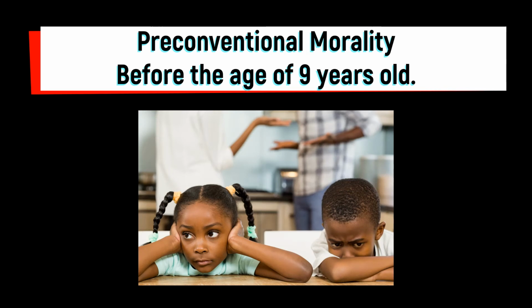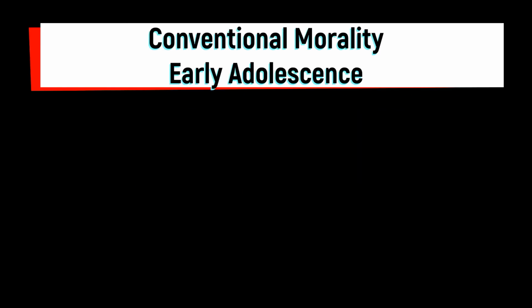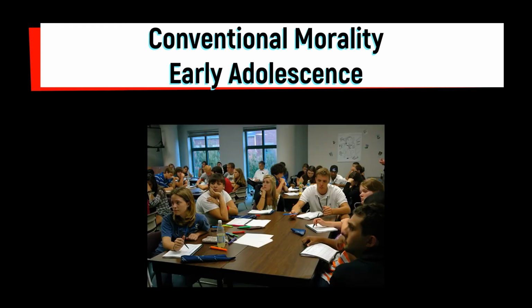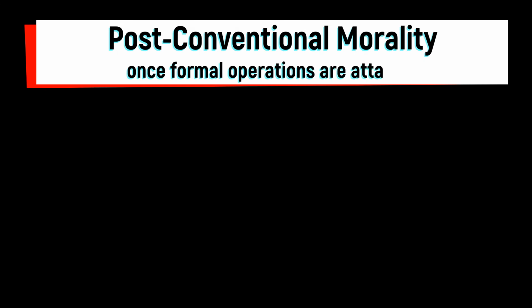At first, the child will attempt to avoid punishment, and they'll eventually create a self-interest in gaining rewards. The second stage is called conventional morality, which happens in early adolescence. In this stage, moral development is driven by positive approval on a social level. At this point, children tend to develop morality by learning to obey authority figures and conform to the social rules around them. Now, stage 3 is called post-conventional morality, once formal operations have been attained.